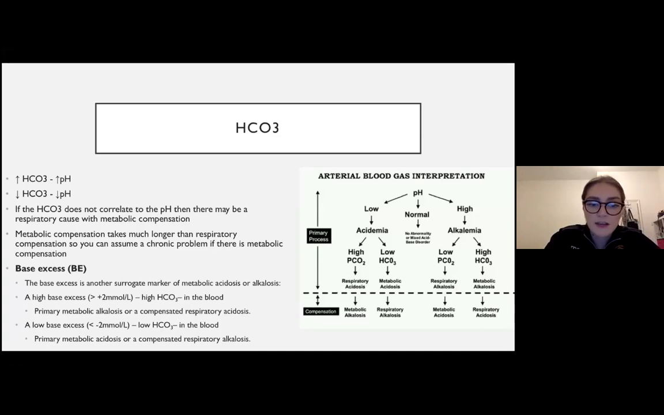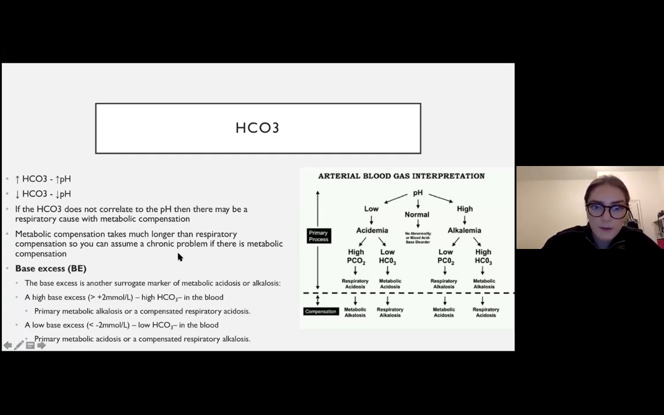Metabolic compensation does take a lot longer than respiratory compensation. So if there is metabolic compensation, you can assume that they've had a chronic problem with their lungs, a chronic respiratory issue. Base excess is just another marker of metabolic acidosis or alkalosis. So if the base excess is high, then that correlates to high bicarb. So you've got a metabolic alkalosis, or there's respiratory acidosis with compensation. And if you've got a low base excess, then you've got a metabolic acidosis or compensation from a respiratory alkalosis.